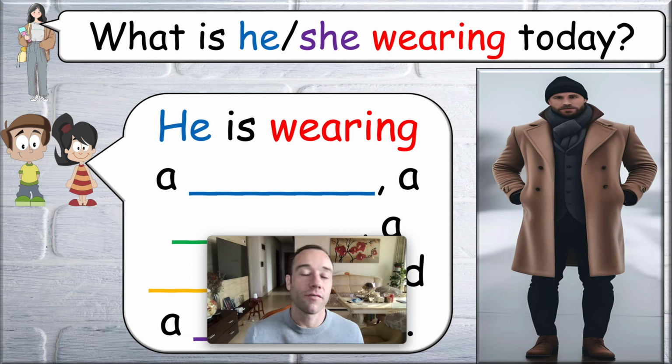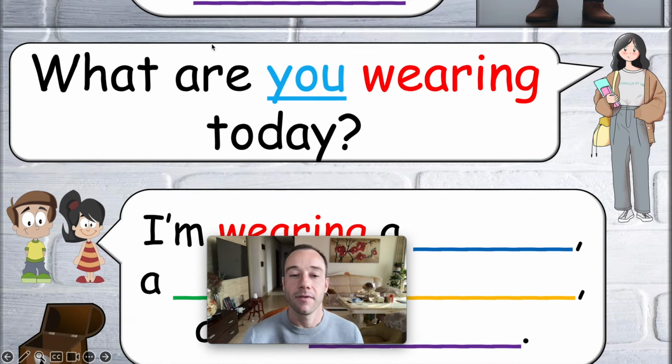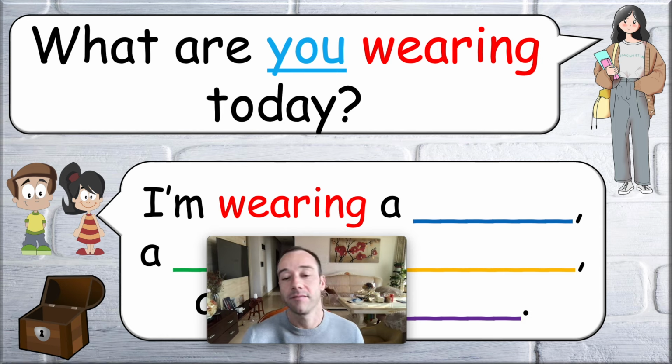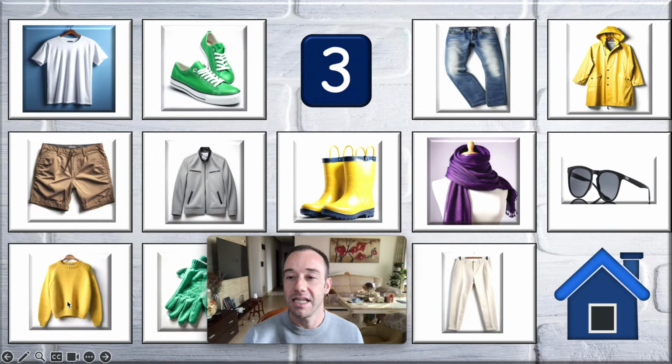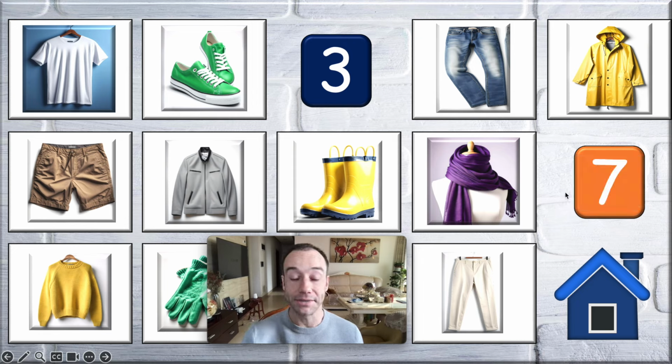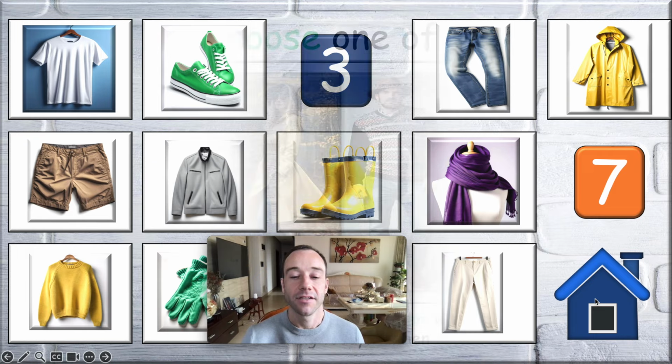Again, if this is too hard for a single student in your class, you can bring up 2 students or 3 students. They can work together to figure it out, okay? He is wearing a scarf, a coat, a pair of trousers, and a pair of shoes. Excellent, good job. What are you wearing today? And they say what they're wearing. Good job. After they say it, click here, and then they choose a pair of sunglasses. Ooh, 7 points, okay?